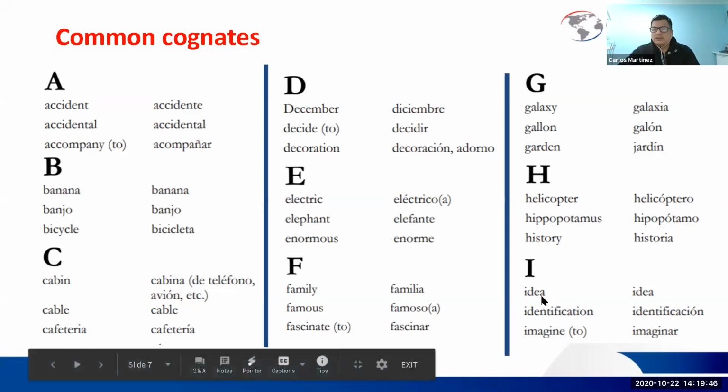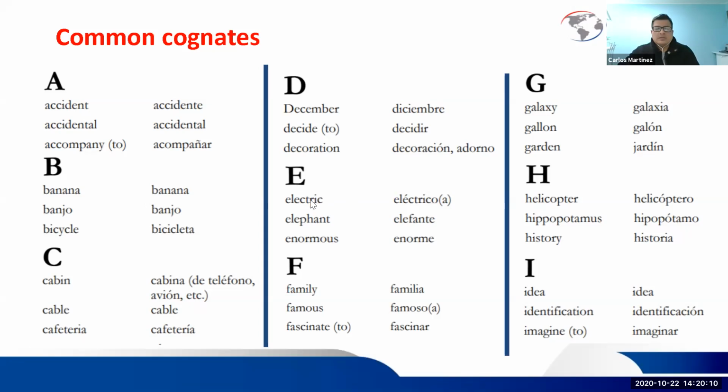Then we have idea, in Spanish, idea. Identification, identificación. Imagine, imaginar. So notice these cognates from A, B, C, D, E, F, G, H, I. Notice how similar they are. Electric, electrical, even the writing is similar. Accidental, same spelling. Or banjo, the pronunciation is exactly the same. Cabin, cabina. Very similar. So we said cognates are words that have similar meaning, similar spelling, and similar pronunciation.